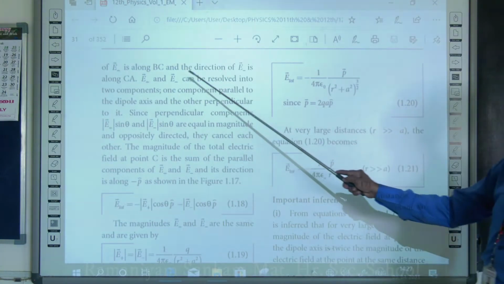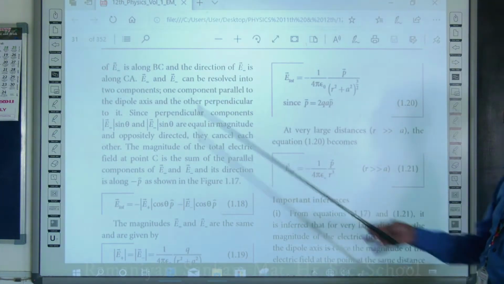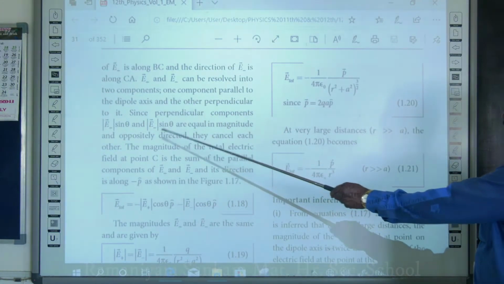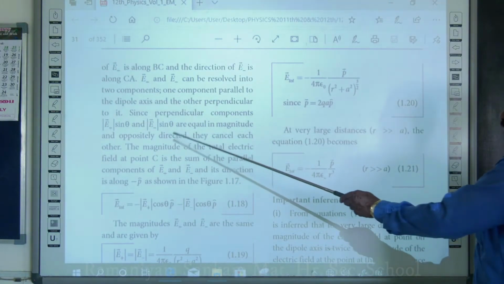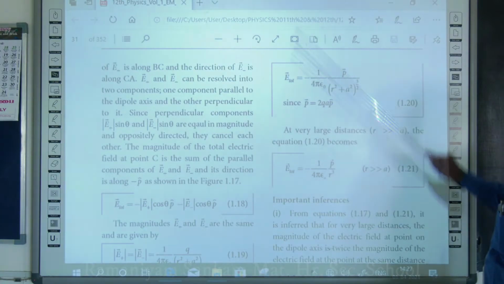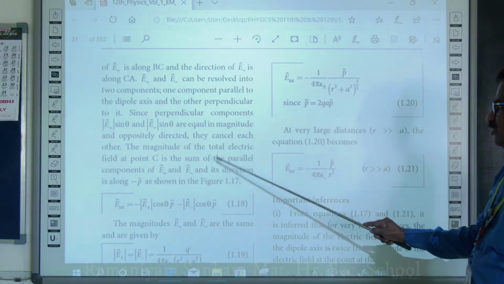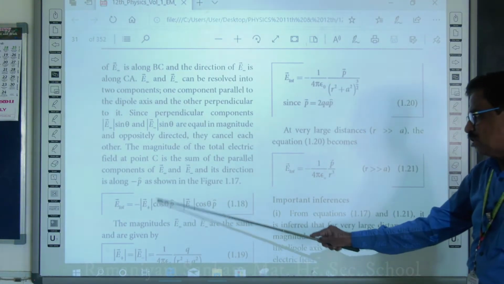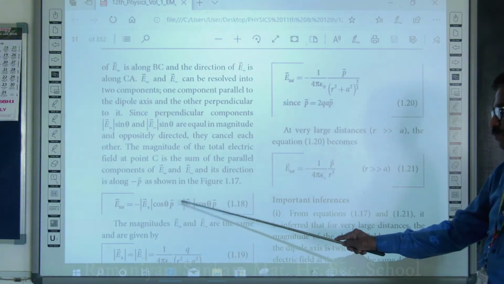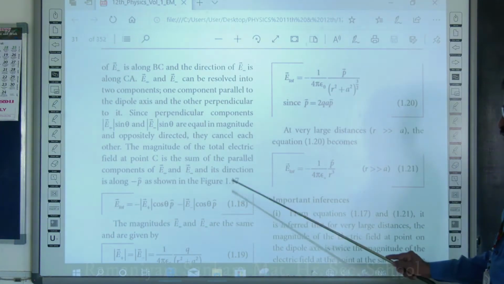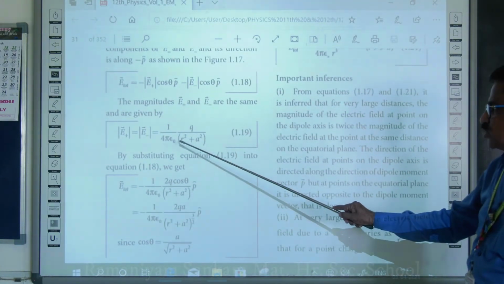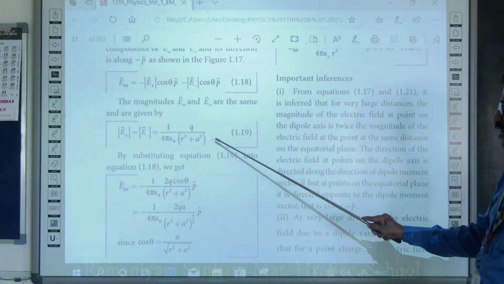The E minus vector is along BC and the E plus vector is along CA. Both can be resolved into two components: one horizontal, along cos theta, and one vertical, sin theta, of equal magnitude in opposite directions. They cancel each other in the upward and downward directions, and only the sum of the parallel components remains. Parallel means cos theta. The E vector direction is along P, so E cos theta and P cap. Remember, P cap is the unit vector along the electric dipole moment from minus q to plus q. So both are the same, and we take 1 by 4 pi epsilon naught, q by r square plus a square, that you get.